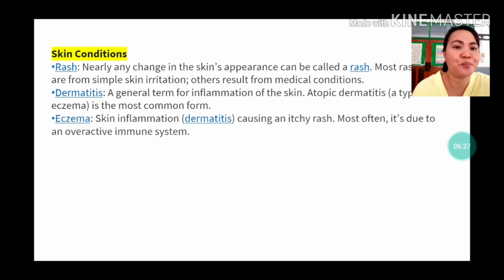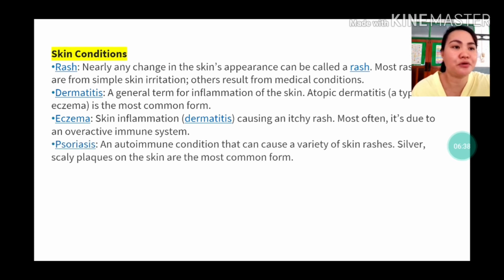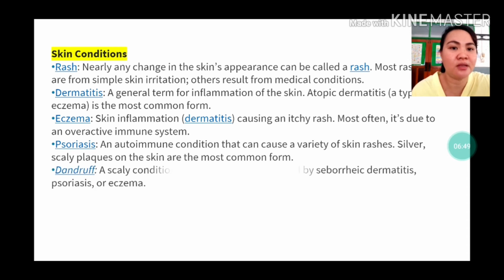Next we have eczema: skin inflammation or dermatitis causing an itchy rash. Most often it's due to an overactive immune system. Next is psoriasis, an autoimmune condition that can cause a variety of skin rashes. Silver scaly plaques on the skin are the most common form. Next is dandruff, a scaly condition of the scalp, which may be caused by seborrheic dermatitis, psoriasis, or eczema.